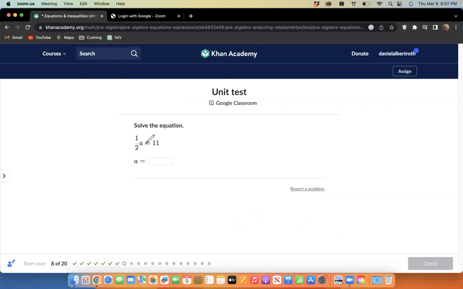1/2 A equals 11. If half of A is 11, then A is going to be 22, is one way to think of it. I could also multiply both sides by 2, which would give me A equals 22. Another way to think of it is I could divide both sides by 1/2. You can use your calculator and divide by 1/2 or 0.5, either one. If you divide both sides by 0.5 or 1/2, you'll also get the answer of 22. So that's just a few ways to do it.